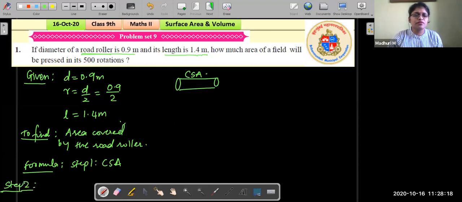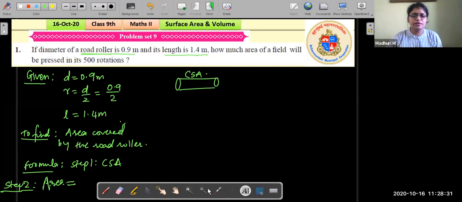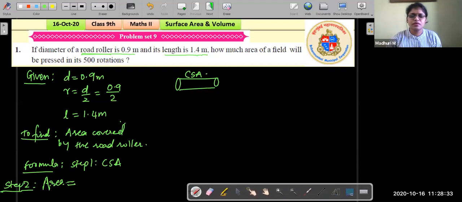What is the formula for area? So area will be the curved surface area times the number of revolutions. Okay, students, so area will be CSA times the revolutions.